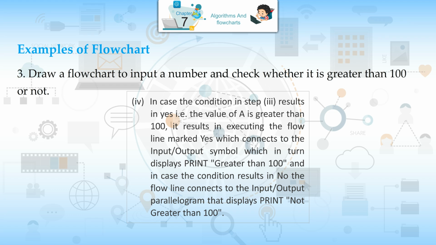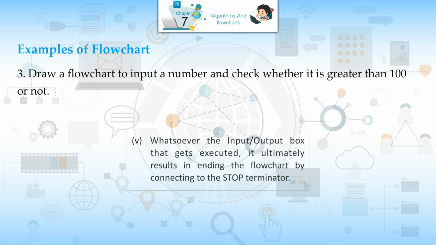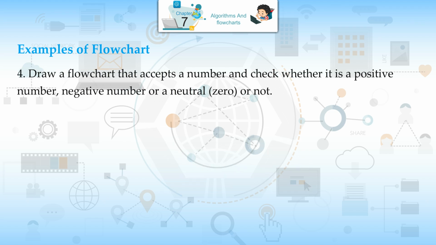And in case the condition results in no, the flow line connects to the input or output parallelogram that displays print not greater than 100. Fifth, whichever input or output box gets executed, it ultimately results in ending the flowchart by connecting to the stop terminator.